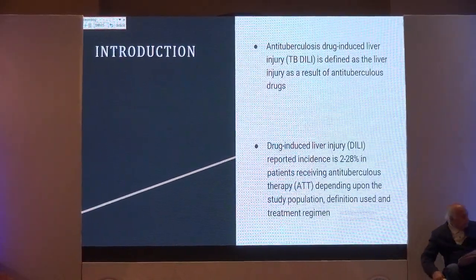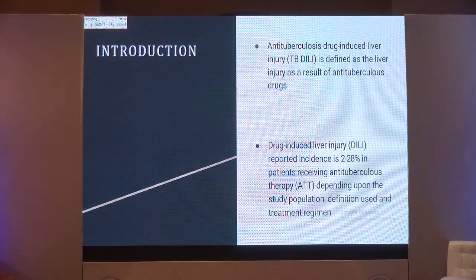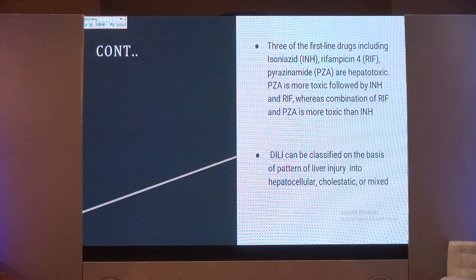Sputum positivity is around 2% to 28%, which depends upon the study population, definition used, and the treatment regimen. The prime causes of drug-induced liver injury among the first-line drugs are paracetamol, isoniazid, and rifampicin. The most primary reason for hepatotoxicity is paracetamol, followed by isoniazid and rifampicin. Drug-induced liver injury can be classified on the basis of pattern of liver injury into hepatocellular, cholestatic, and mixed.